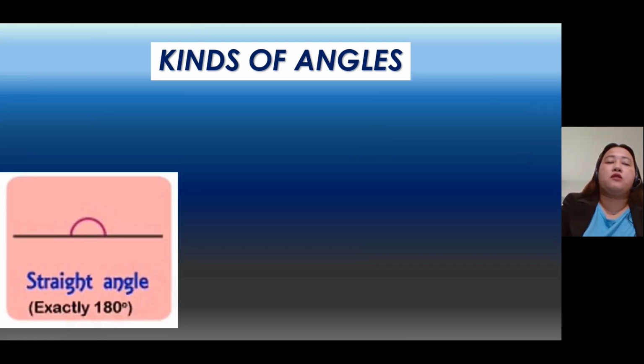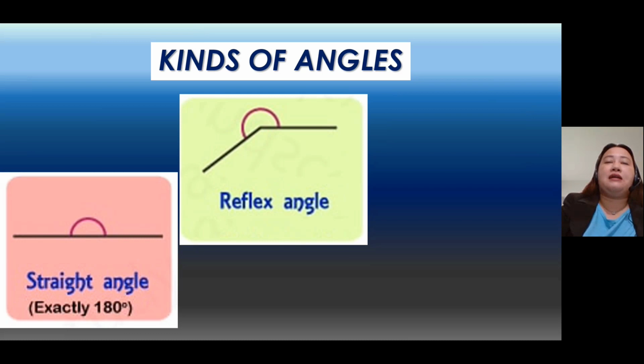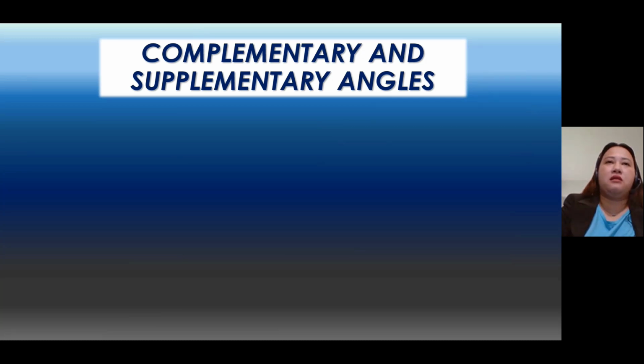We have here the straight angle, which measures exactly 180 degrees. The reflex angle, and then the last one, the full angle, or a complete revolution of 360 degrees. So those are the kinds of angles. We do have 6. Next, a review of the complementary and supplementary angles.